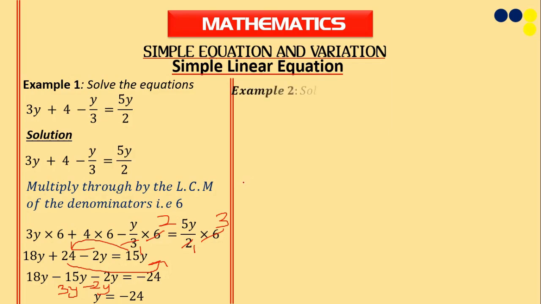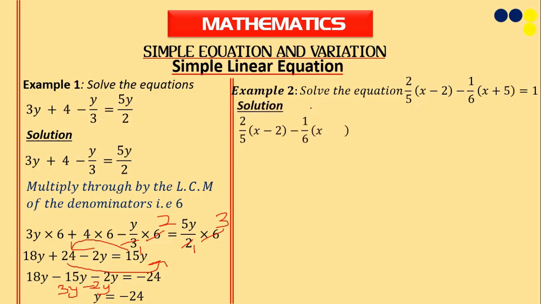Let's take a look at another question here. Question 1: Solve the equation 2 over 5 bracket x minus 2 close bracket minus 1 over 6 into bracket x plus 5 close bracket equals 1. So from what you have there, of course, the first thing is to state the question the way it is, which is what you already have here.